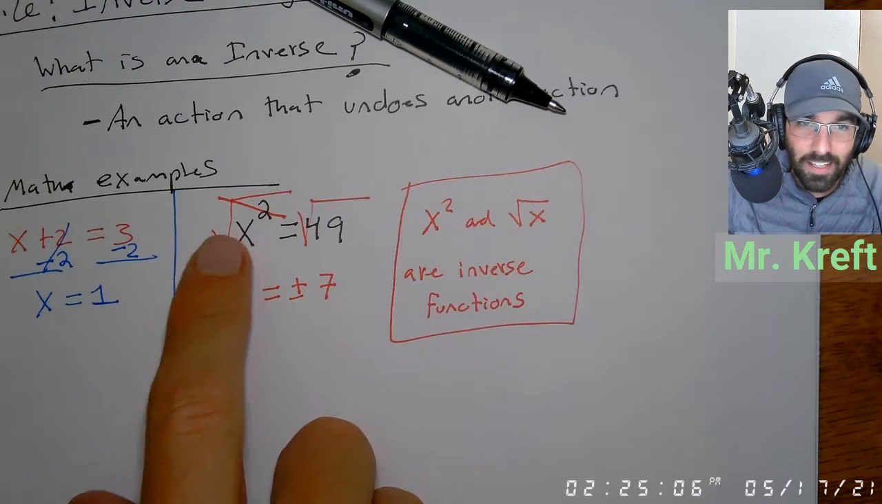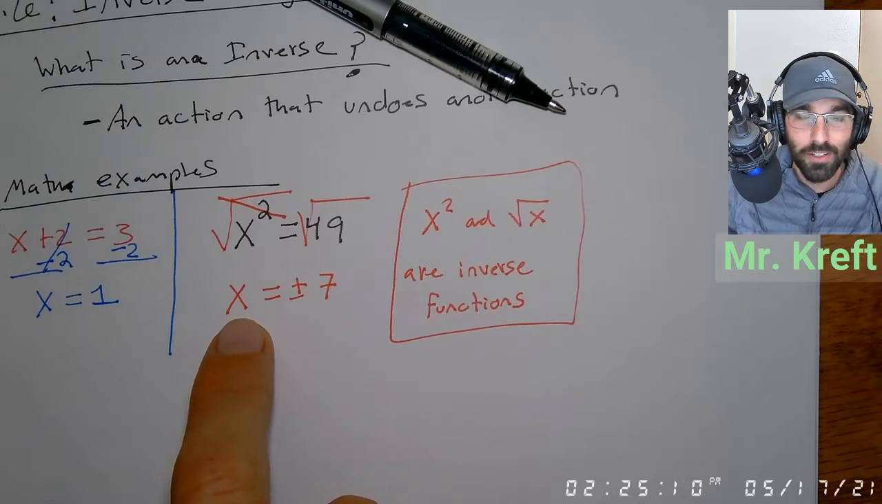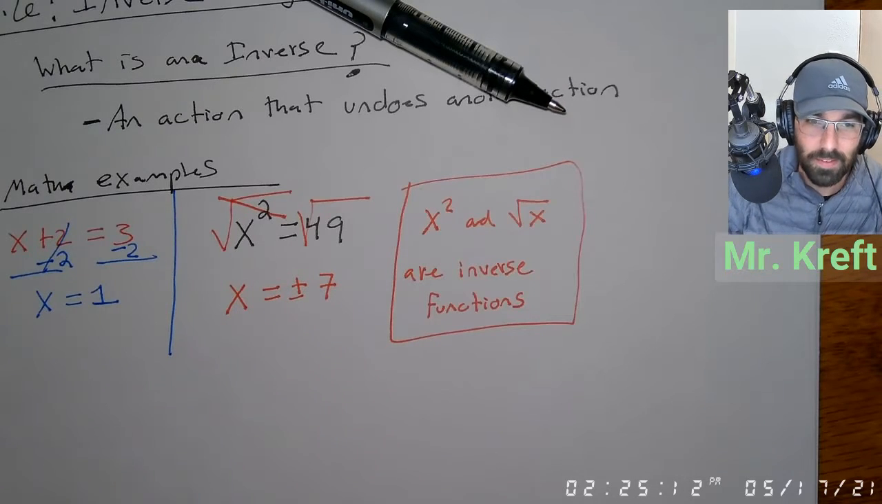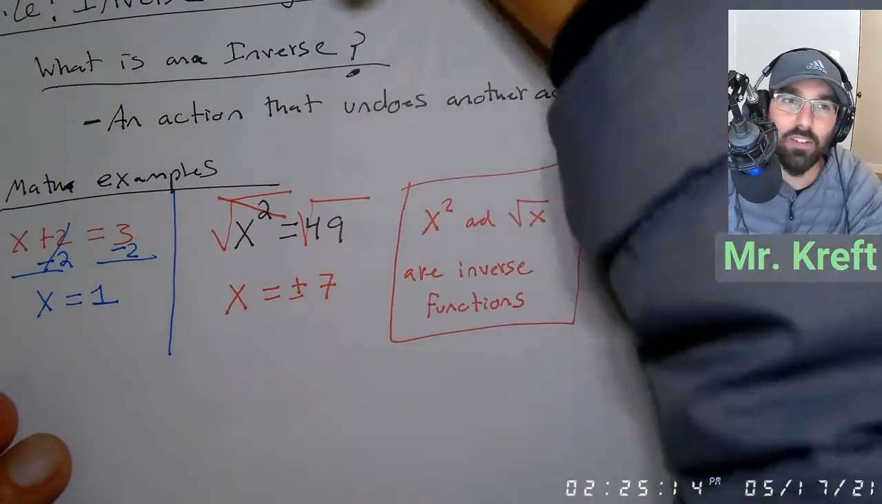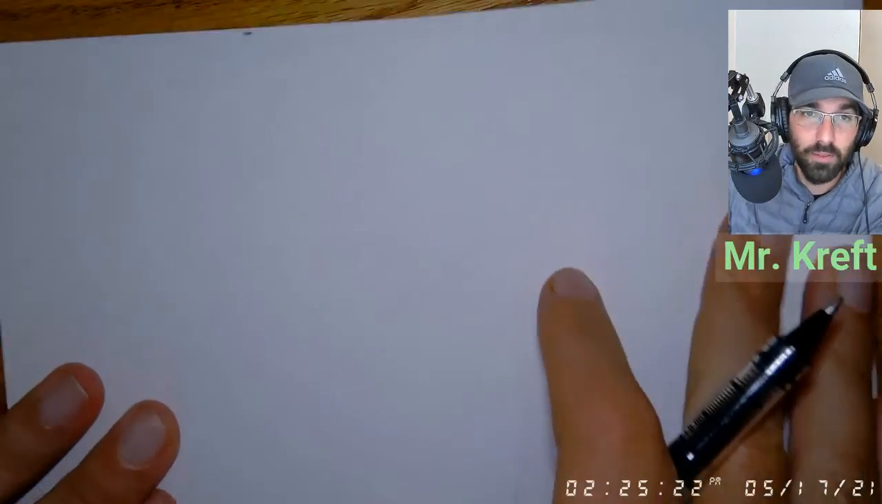Right? So again, it's like you have a shoe on, you're taking your shoe off, you're being left with your foot. You're being left with the input. Okay? So let's bring this back to trig. So what do inverses have to do with trig? Well, let's take a look at what we have currently.